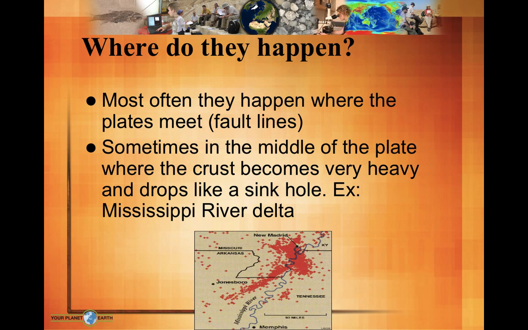Sometimes in the middle of a plate where the crust can become very heavy and drops like a sinkhole. Okay, so some of my classes I talked about how Michigan is a sinkhole. It's sunk because of the glaciers that have retreated hundreds of thousands of years ago, but it's slowly coming back up. Like jumping on a trampoline. So right now Michigan is pushed down, like when you're jumping on the trampoline, and then when you're coming back up, that trampoline comes back up. And that is somewhat what's happening. This example is also the Mississippi River Delta. A lot of earthquakes along in there.